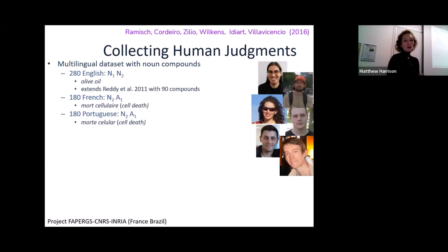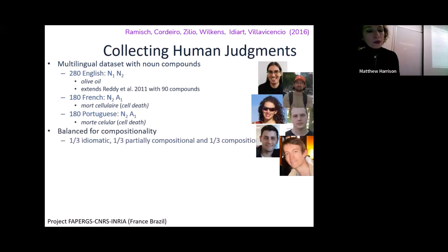And we fixed the kind of compounds that we were looking at to be two-word noun compounds, and the equivalent expressions in Portuguese and in French. And we adopted a protocol that had been devised by Reddy, Diana McCarthy, and colleagues, and we extended it to English and to Portuguese and French. And what we did when collecting these judgments, to be able to compare perceptions about idiomaticity, is that we balanced the compounds to be one-third fully idiomatic, one-third fully compositional, and one-third partly compositional.